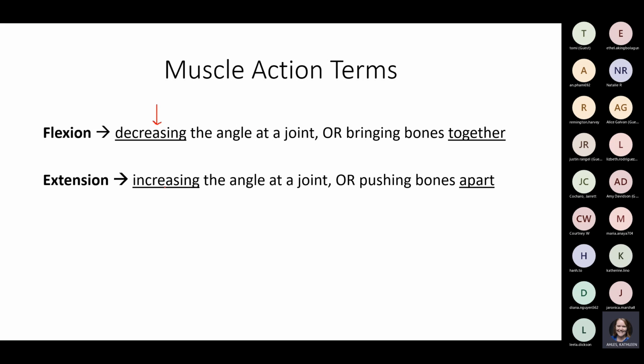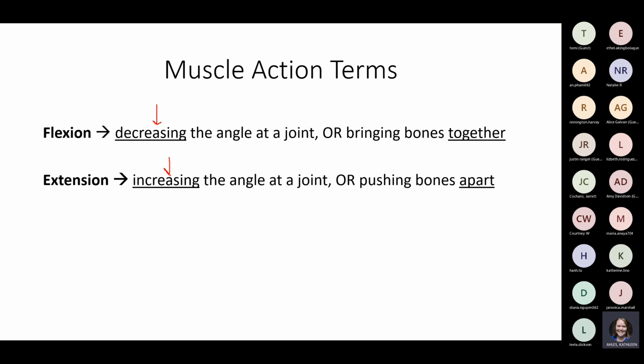But maybe an easier way to consider what flexion is, is thinking about how we bring two bones together. Any movement that is a flexion movement, my two bones that come together at that joint are going to move closer together. Extension is the opposite of flexion.